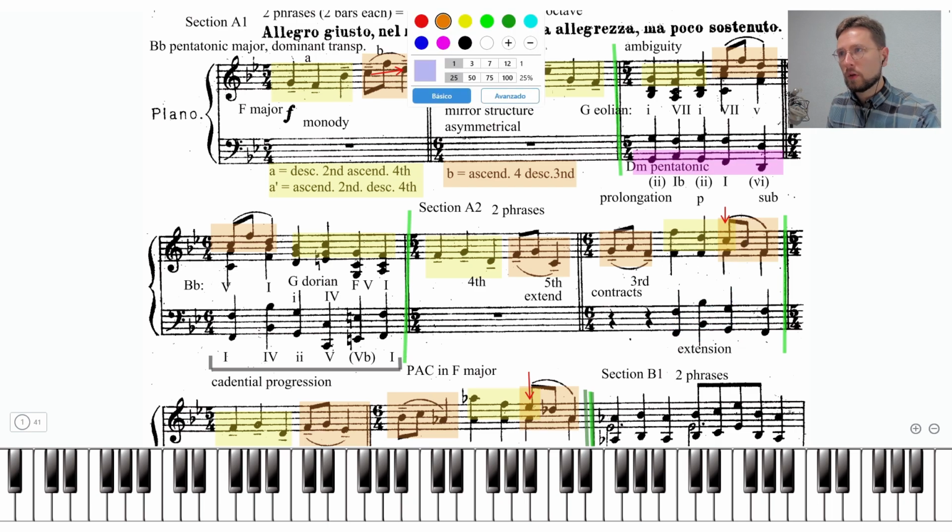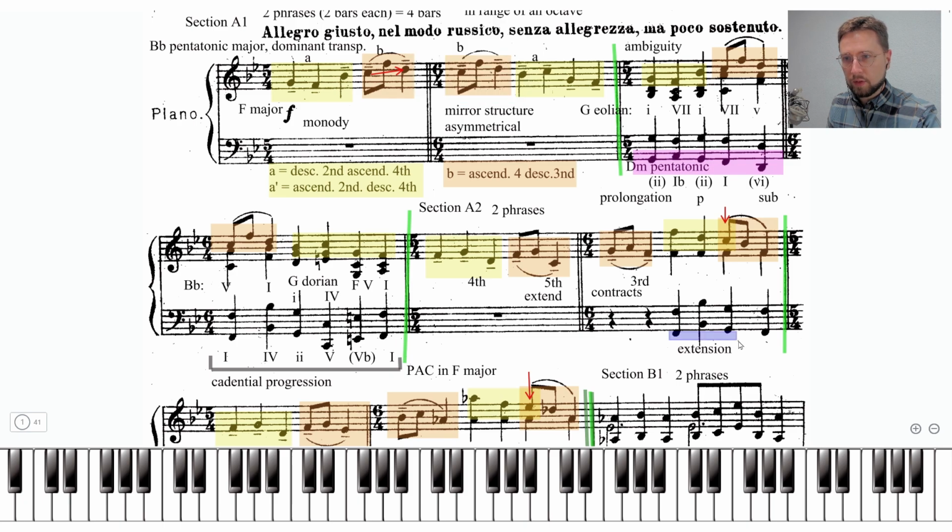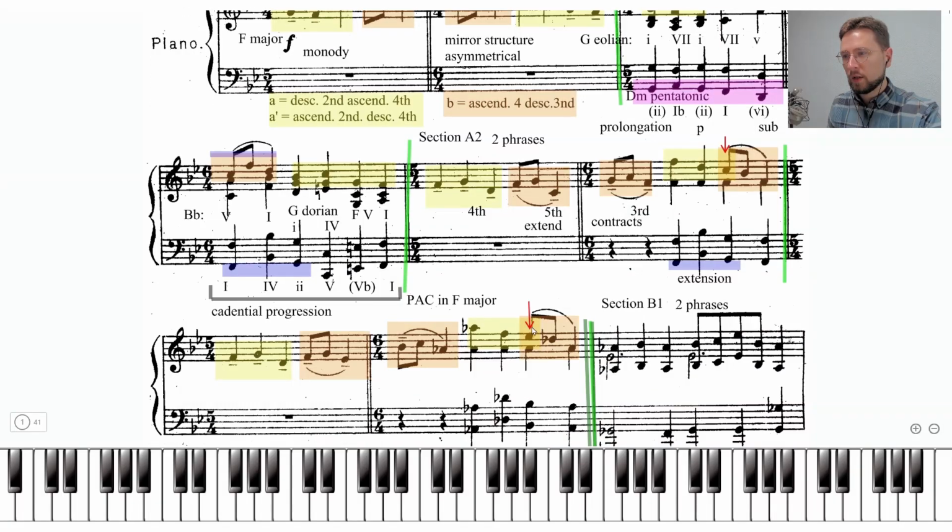So the blue is the one that we'll be talking about when we have the interval of a fourth that goes up and a third that goes down. It's exactly here, it's here, and it's also appearing in these instances. However, we're losing it afterwards, so we're not having that motif anymore. So it's fourth, and it's also here.